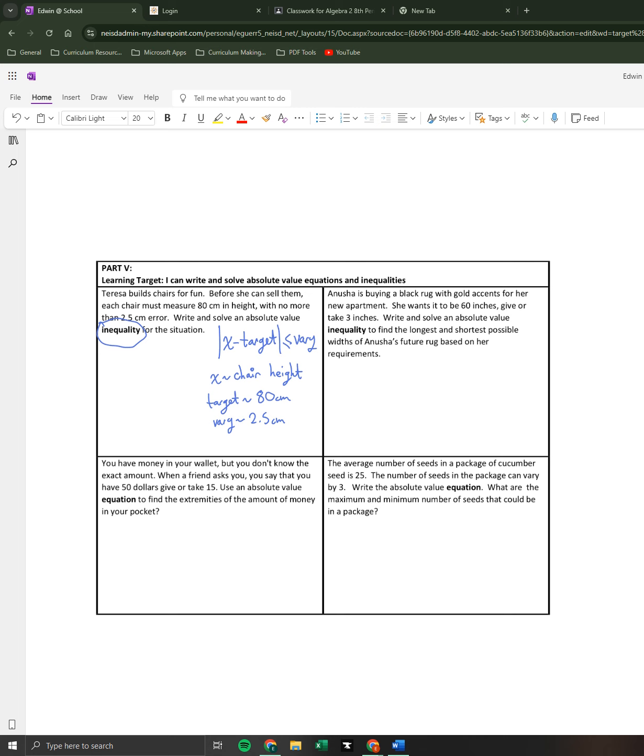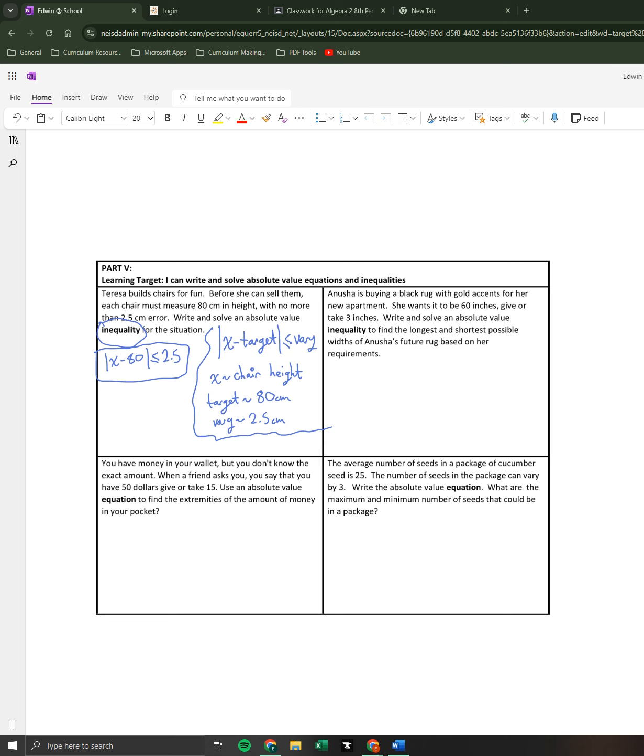So using these values, we can set up that little equation that we made over there. So x minus 80 has to be less than or equal to 2.5. We just use those same values based on the equation. X minus target is less than vary. So this is part of our answer. It's understanding that that is how we write an absolute value expression for this.